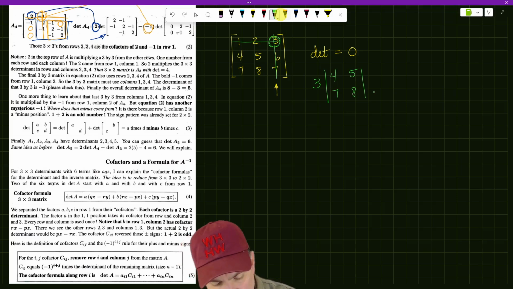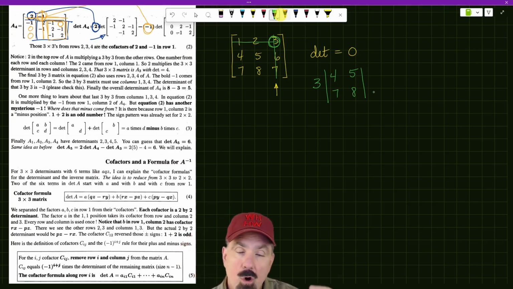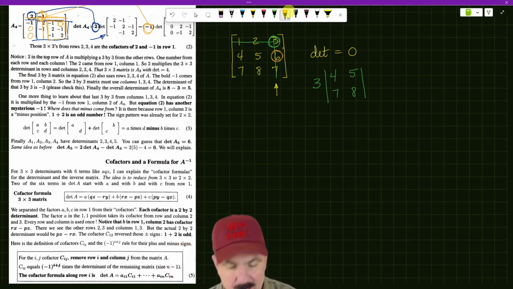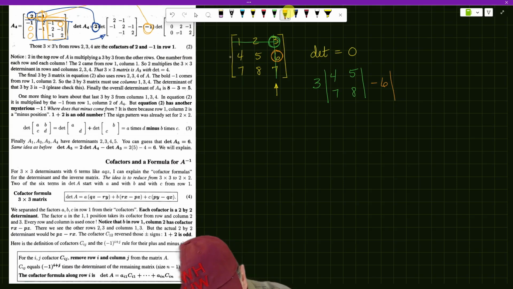Then what we do is we just move down and go through all of the elements that are in the particular row. So let me change colors. I'll change to orange. The next one that we're going to do is the 6. And so we're going to have 6. It turns out that we need a negative, and I'll explain where the negative comes from in a little bit. We have negative 6 times the determinant of what's left after we cross this out.